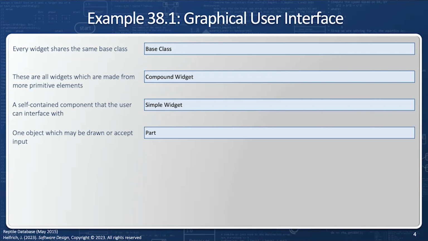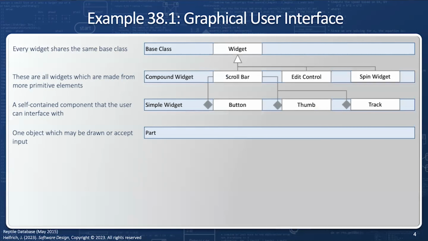Now I'm going to try to identify the base classes. I'm going to say, well, the widget, that's the name of a base class. That's easy. Now my compound widget. So I'm going to have a scroll bar, but I'm also going to have edit control, spin widget, combo drop down, preview control. I'm going to have many different things. Right now, we're going to focus on the scroll bar. Now, the scroll bar actually consists of a button and a thumb and a track, actually two buttons, the up and down arrow.